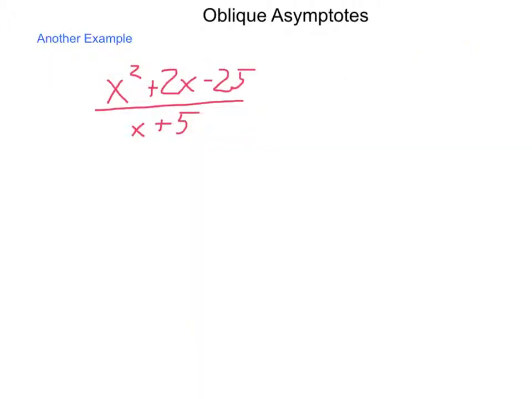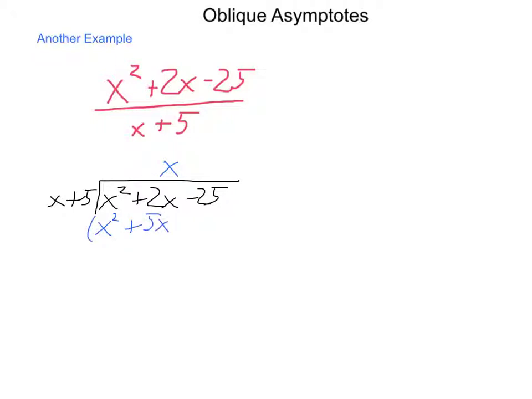Another example, if you have x squared plus 2x minus 25 all divided by x plus 5, going through and finding our oblique asymptote, again our numerator is larger than our denominator for degrees. We put our x squared plus 2x minus 25 as our dividend. Our divisor is x plus 5. And we are trying to match lead terms. So x squared divided by x is x. Make sure you're keeping place values. So we get x squared plus 5x, and we're going to subtract these.